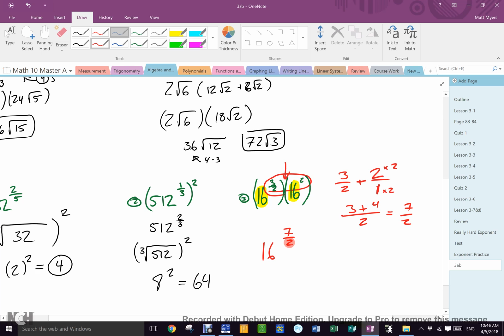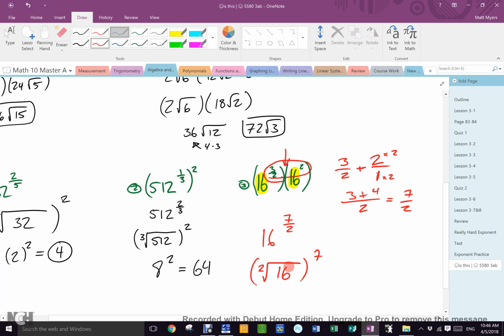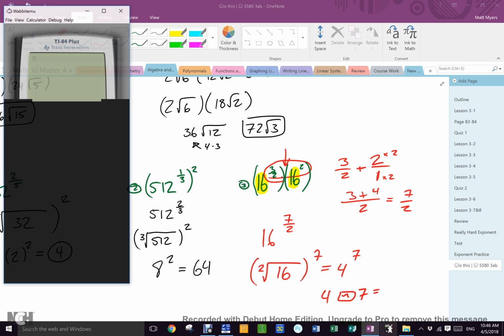Where does the 2 go? Index. Where does the 16 go? To the radicand, and all of that is to the 7th power. What is the square root of 16? 4 to the 7th. I can't do that in my head, so where do I have to go? 4, exponent button, 7. And what is it? It's a giant number. And don't read me the list of digits. Tell me what the number is. Now nobody wants to. Hold up. 16,384. That sounds about right.